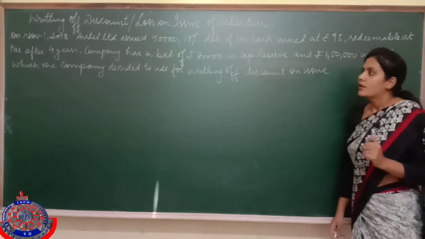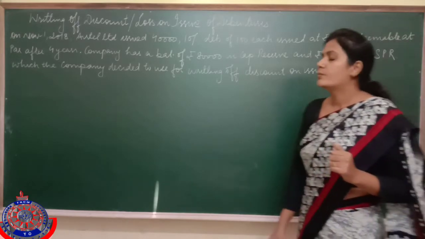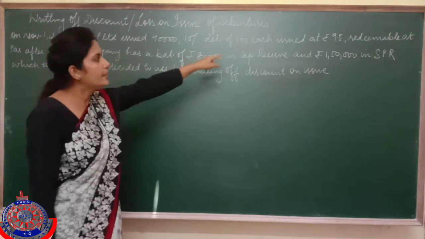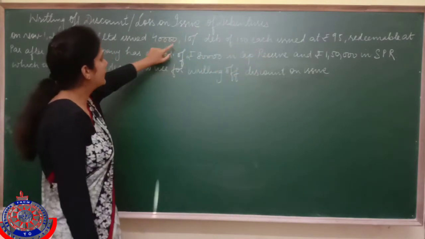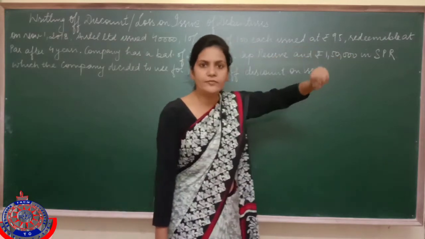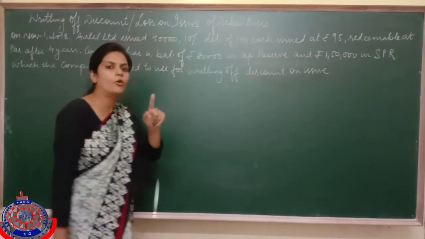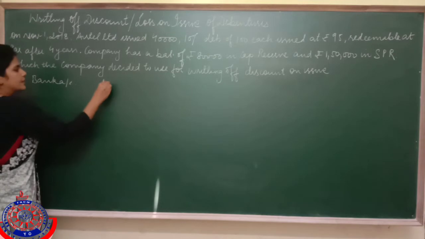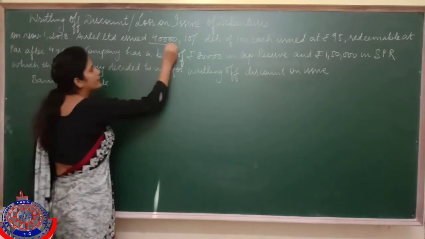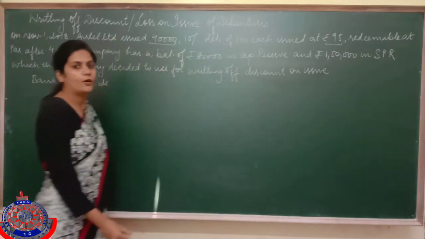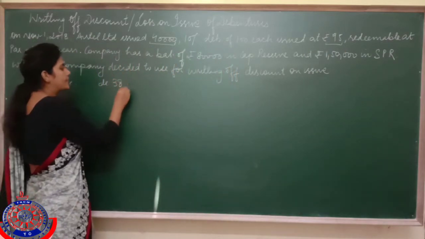Read the question. On November 1, Airtel Limited issued 40,000 10% debentures of rupees 100 each at 95. It means the face value of debenture is 100, but we are issuing them at 95. It means rupees 5 is the discount on issue. So let's pass the entry first of all. You know the entry very well. It is bank account debit. We have issued 40,000 debentures at rupees 95, so 40,000 into 95 is 38 lakhs.